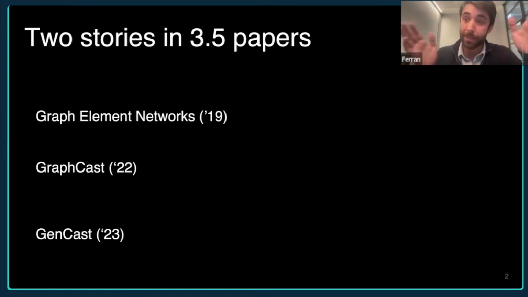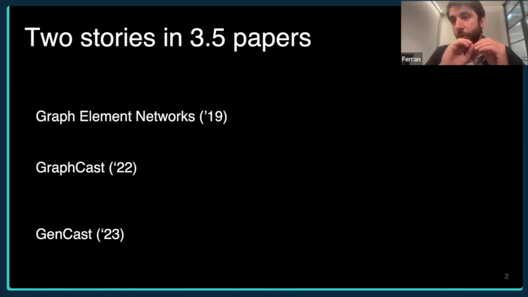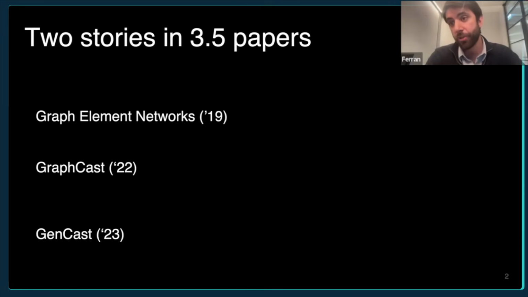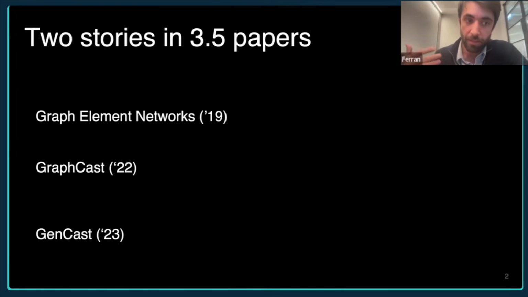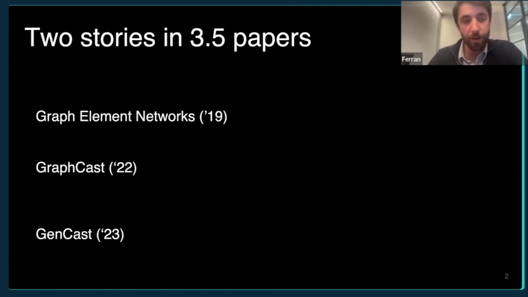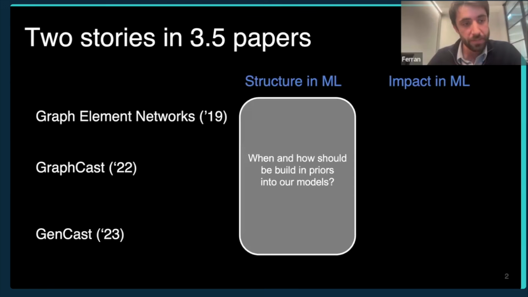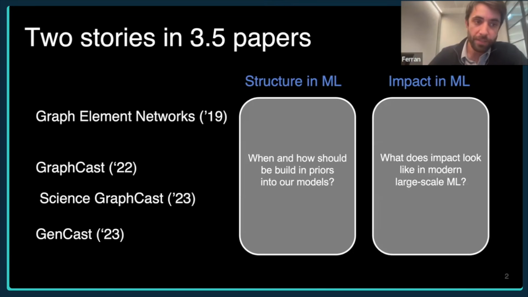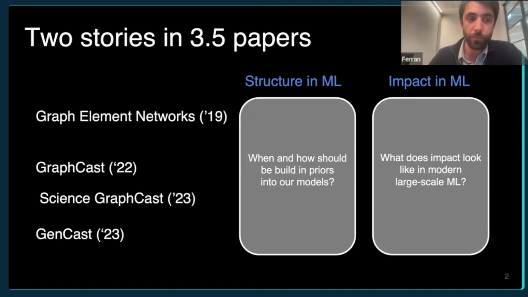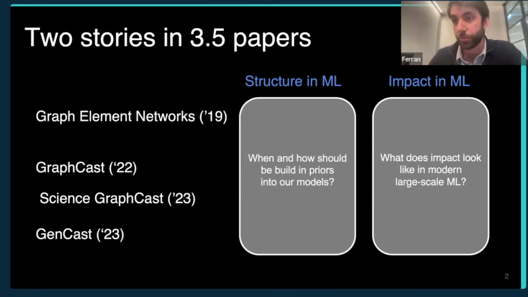GraphCast was deterministic, so only predicting the average of what's going to happen, making a single prediction. And late last year, we recently made a probabilistic version of this using diffusion models. But of course, I said 3.5 papers. The reason is that if we think about the two topics, there's also going to be another extra paper, which is Science GraphCast. It took us 6 months to go from GraphCast to Science GraphCast, so I'm also going to talk about this.